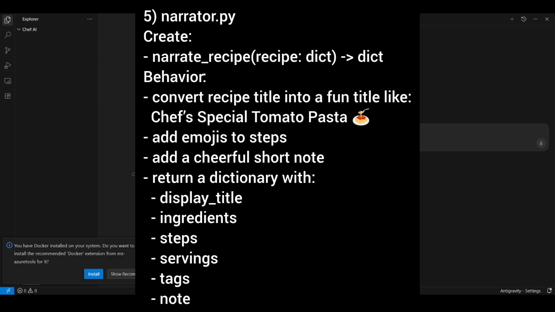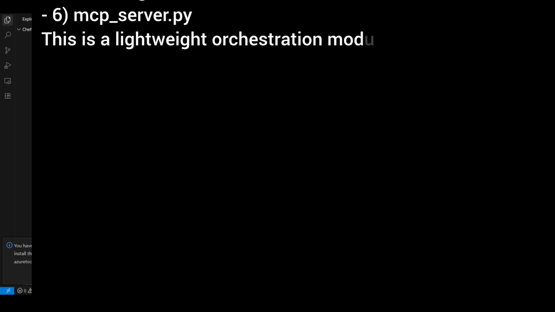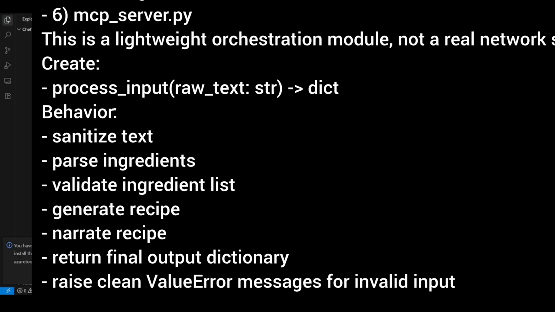Then I've also created the MCP server agent, and as I told in my previous video, it is basically the manager. It does not know any cooking. It can just give commands and decide the order in which the agents should execute. So this is a lightweight orchestration module, not a real network server. Its behavior should be that it first sanitizes the text, then parses the ingredients, then validates the ingredient list, then generates the recipe, then narrates the recipe, and then returns the final output dictionary. Okay. And it should raise a clean ValueError message for invalid input.